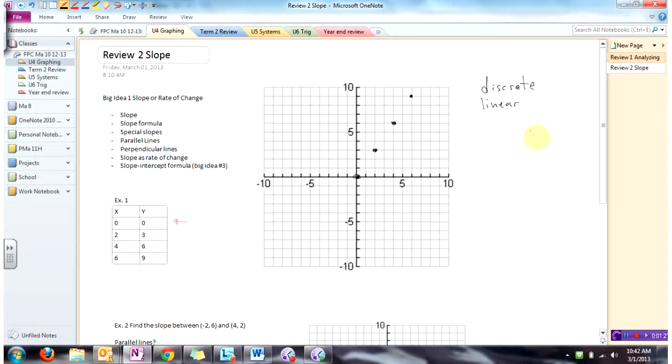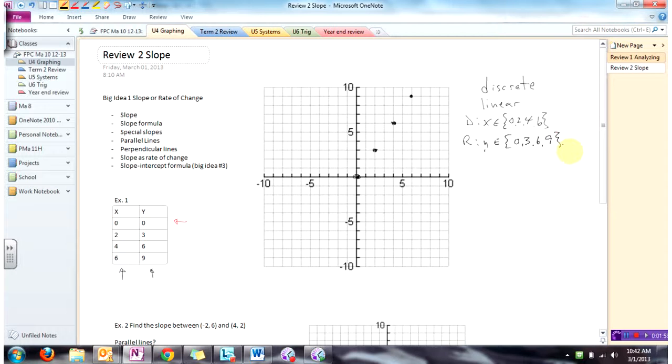Because it's discrete, we would list the domain and range as a set of numbers. So the domain would be x belongs to the set of, and now I'm just going to take the x-coordinates: 0, 2, 4, and 6. The range is, because it's discrete, just a simple list of the y-coordinates. So 0, 3, 6, and 9.